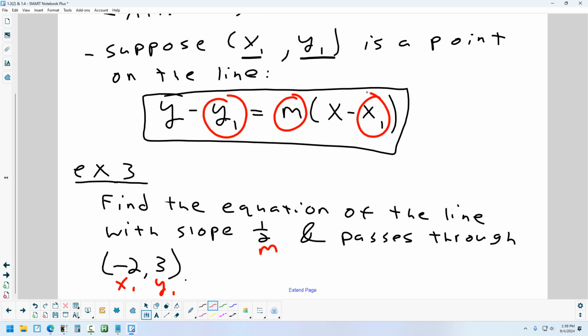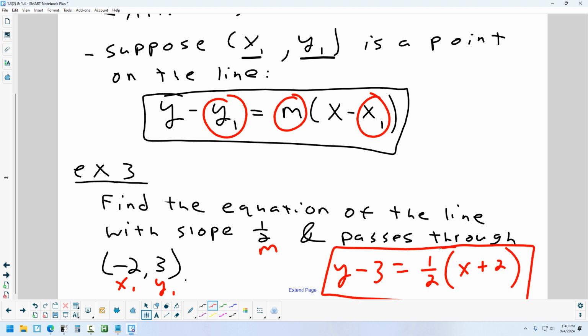And that's it. So the answer is y minus, what's y1 in example 3? Yep. 3. Equals 1/2, m is 1/2, parentheses x minus negative 2, or plus 2. Yeah, it's going to be x plus 2. When you have minus a minus, that's going to turn into a plus. That's just the answer.